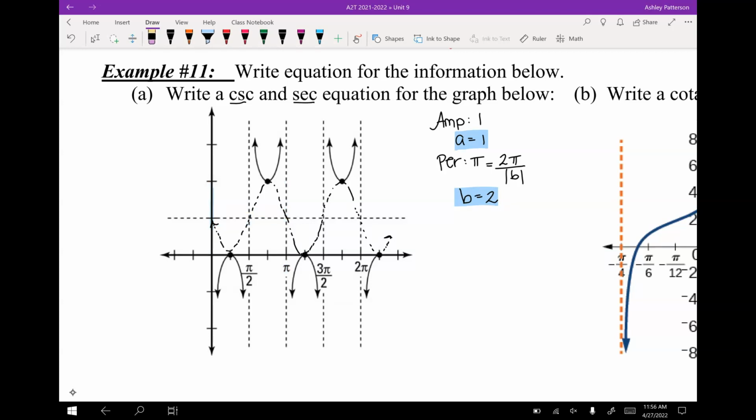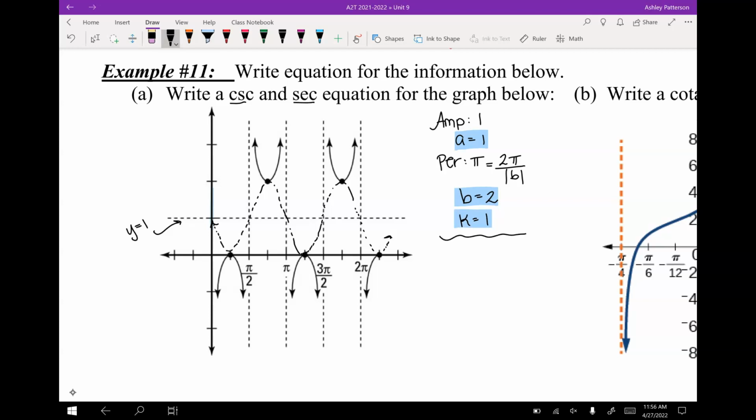And then we need to identify if there's a k value. That comes from our midline. Our midline is at y equals 1, so you guessed it, we have a k value of 1. All right, let's write out the equations.